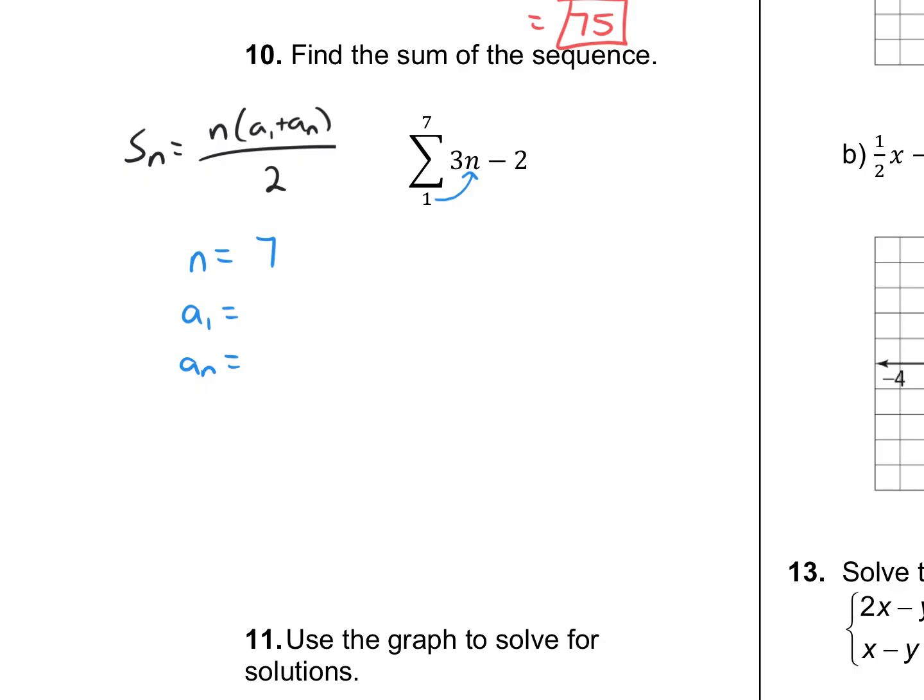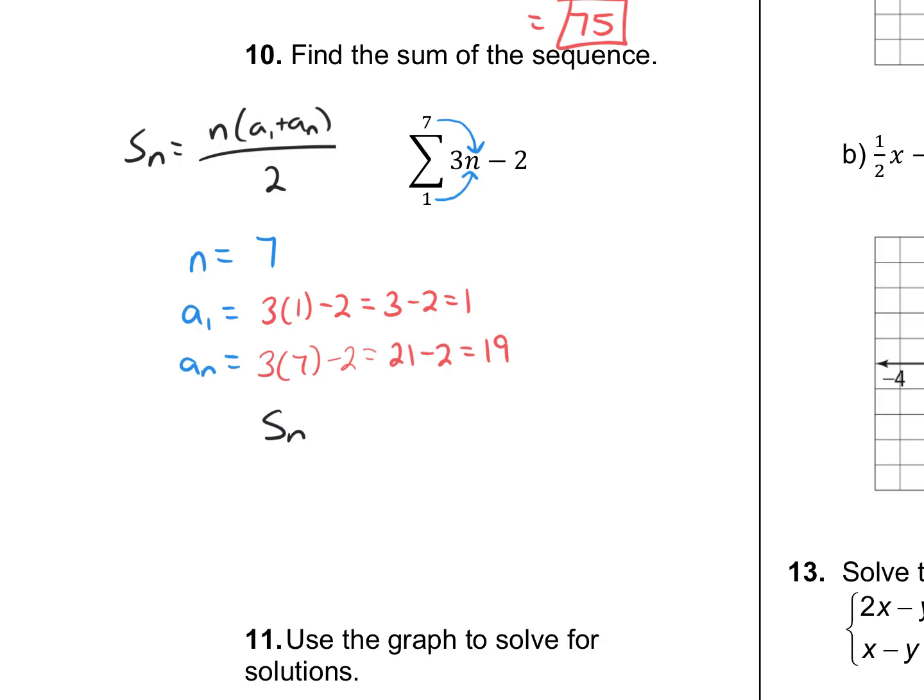So this turns into 3 times 1 minus 2. What's 3 times 1? 3 minus 2? 1. So we get 1 for a1. How do I find what an is? Right, we have 7 terms, so to find my last term, I'm going to plug 7 into that equation. So this turns into 3 times 7 minus 2. What's 3 times 7? 21. Minus 2 is 19.